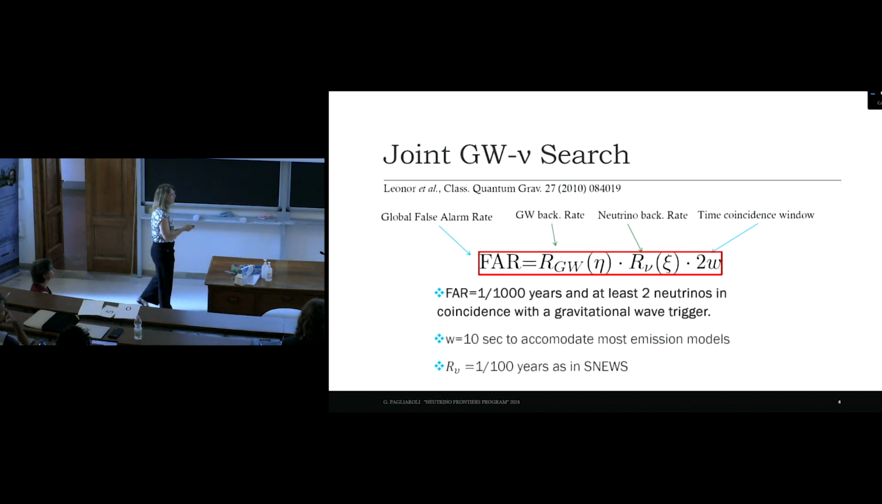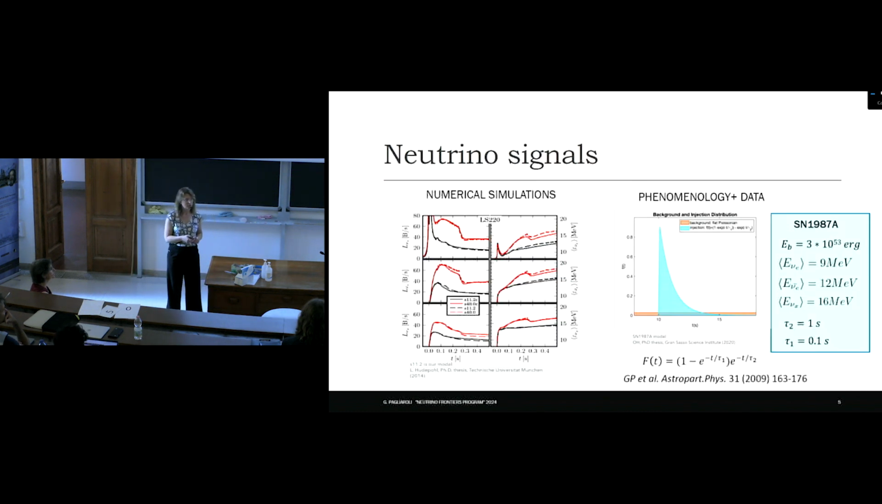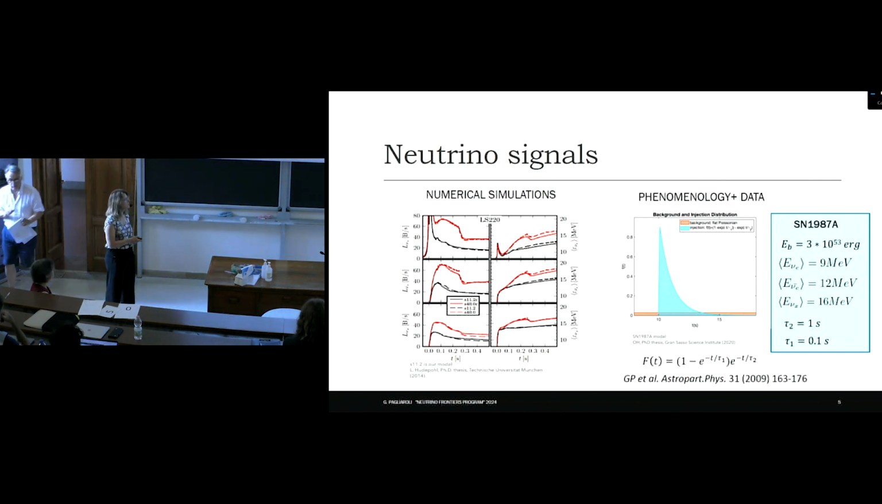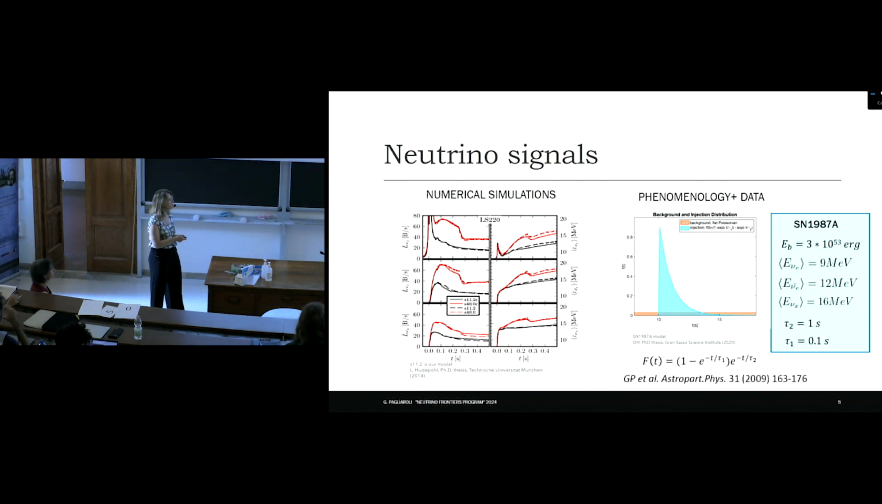So let's see now the assumptions in terms of emission model. Let's start with the neutrino. We decided to use an emission model from numerical simulation, this one from Eodolf's PhD thesis of 2014, and one that is data-driven, if you want, from Supernova 1987A. So we use also a phenomenological description of the emission that is described by a temporal function like this one with 2 different time scales, the rising time scale and the decay time scale.